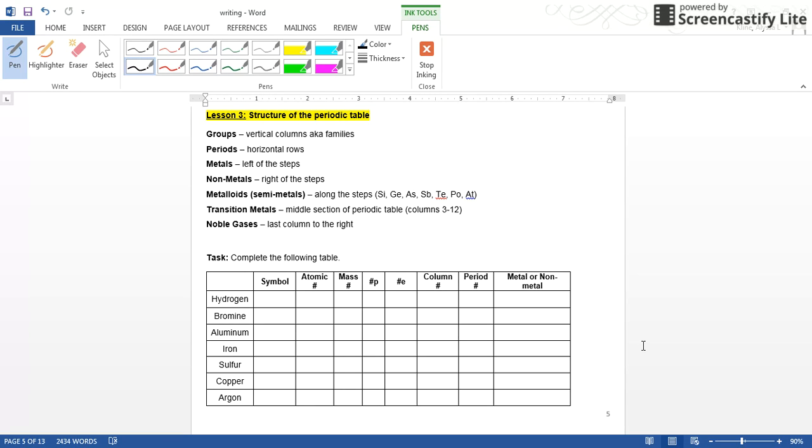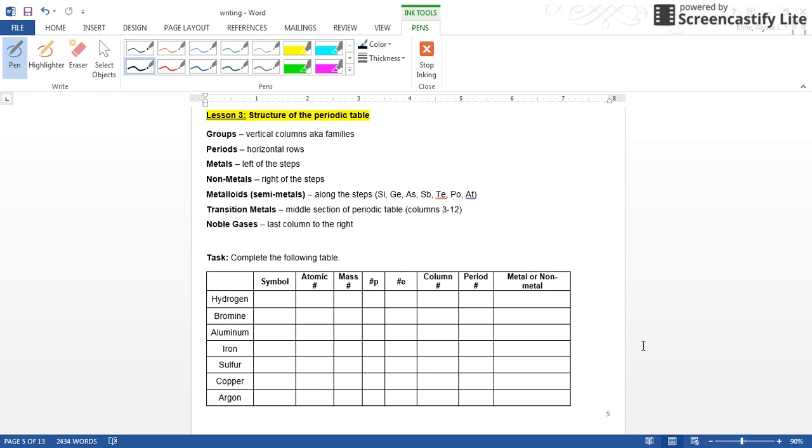Metals are going to be on the left of the steps. Non-metals are on the right of the steps. The steps are going to kind of run down underneath boron, underneath silicon, underneath arsenic, underneath tellurium, and so forth. If you're absent today, you're definitely going to want to get those steps drawn in for sure when you get back. But if we look at these, we're going to be able to identify metals on the left of the periodic table, non-metals on the right.